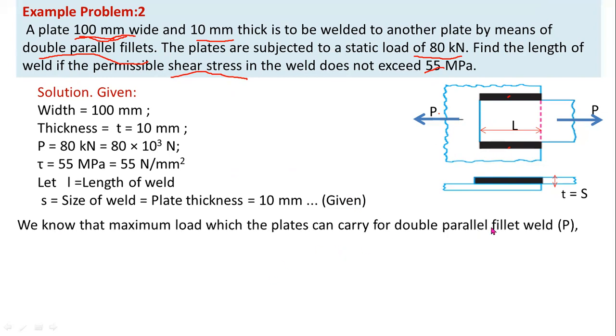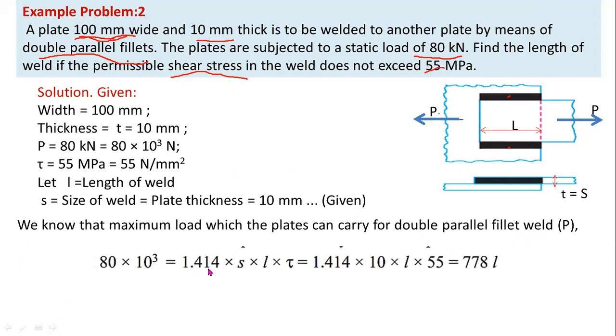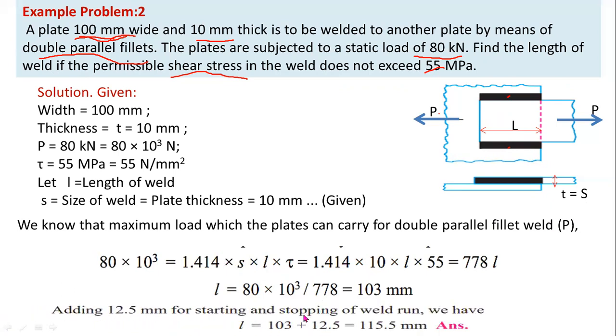And we know the maximum load which the plates can carry for a double parallel fillet weld. For a double parallel fillet weld, you have to consider P equal to 1.414 into S into L into tau, which is the formula, and the value of P equal to 80,000. From this equation, you can get the length of the weld L equal to 103 mm. So this is the answer.